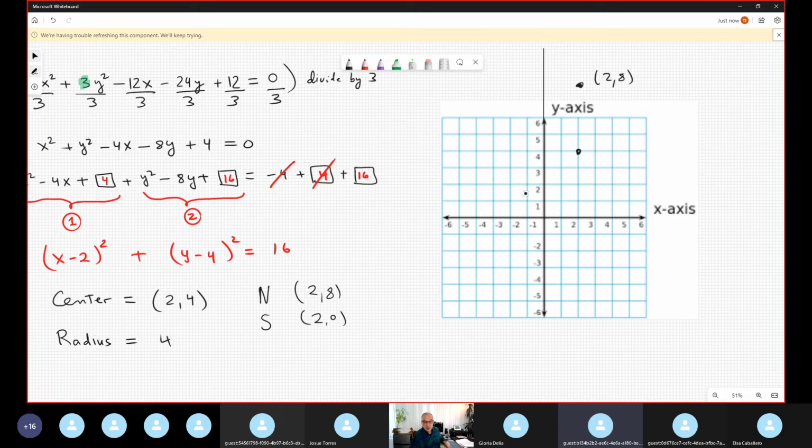Why? I don't understand. Because the radius is 4, and you're subtracting 4 because I go down. When you go down, you subtract. Subtracting from k, 4 minus the radius is 0. It's 0, it's here. 2,0.